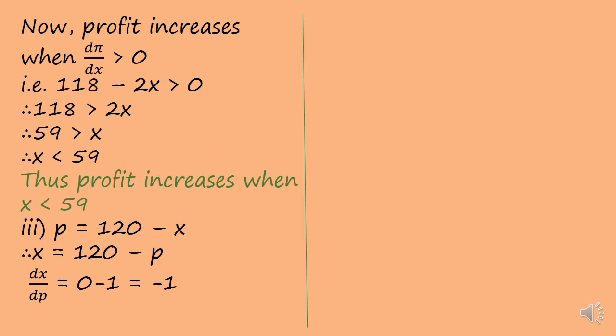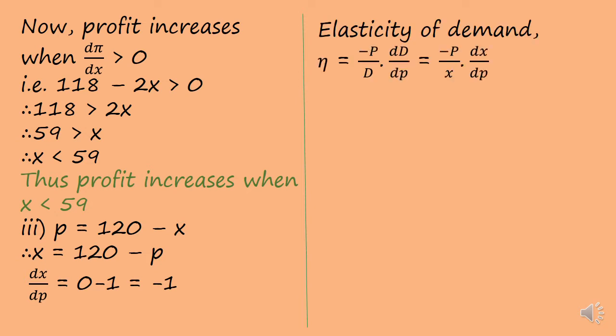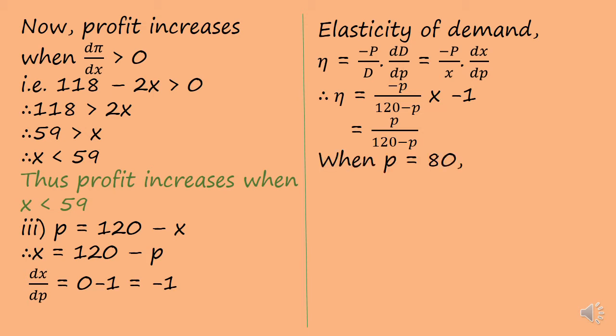And thus we put this in the formula for elasticity of demand. So eta is actually minus P upon x into dx by dp. Remember, demand we have taken in terms of x over here. And thus by substituting the values, we get this particular step, and then it becomes P upon 120 minus P. Now, when P is 80, we substitute the value of P in this particular function, and thus we get the elasticity as 2.